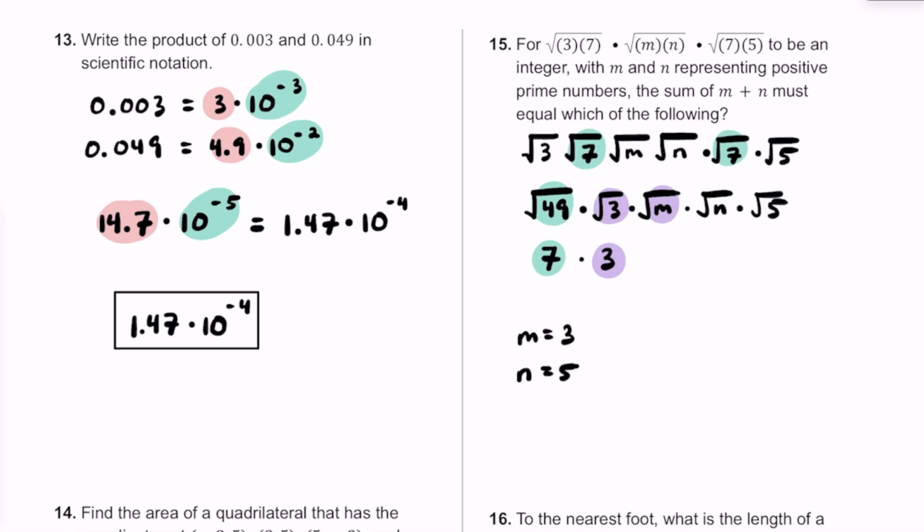And then if you take a look here, we have the square root of n and the square root of 5. So if we said n was equal to 5, then 5 times 5 would be the square root of 25, which is again another perfect square, which would be nice. The square root of 25 is just going to be 5. So if that's the case, everything is going to multiply together here and we're going to get an integer, which is what we're looking for. So when they ask us for the sum of m and n, the sum of m and n would just be 3 plus 5. And so we can say that's going to be equal to 8.